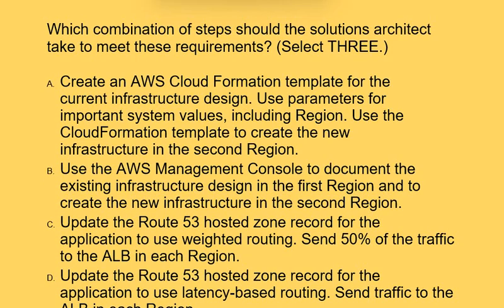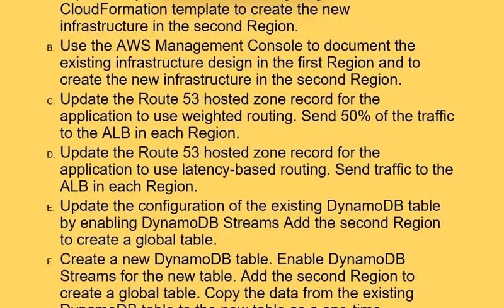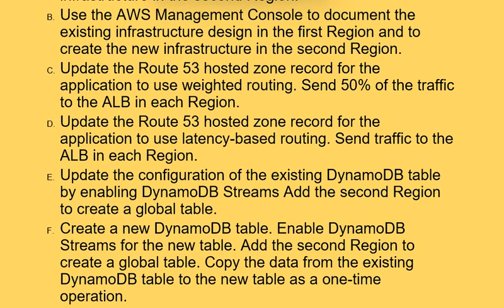Option C, update the Route 53 hosted zone record for the application to use weighted routing. Send 50% of the traffic to the ALB in each region. Option D, update the Route 53 hosted zone record for the application to use latency-based routing. Send traffic to the ALB in each region.